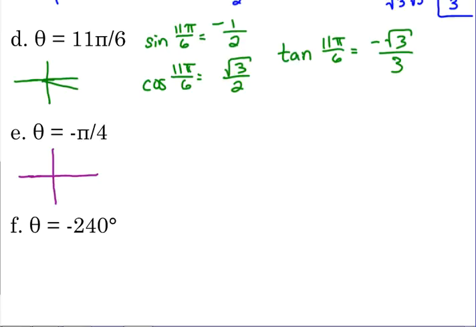So find positive pi over 4, and you go straight down. Negative pi over 4 is the same as, let's see here, 7 pi over 4. You find the positive pi over 4 and you go straight below it to 7 pi over 4. That is exactly the same as negative pi over 4. So if you struggle with the negative angles, that's one way that you can do it.